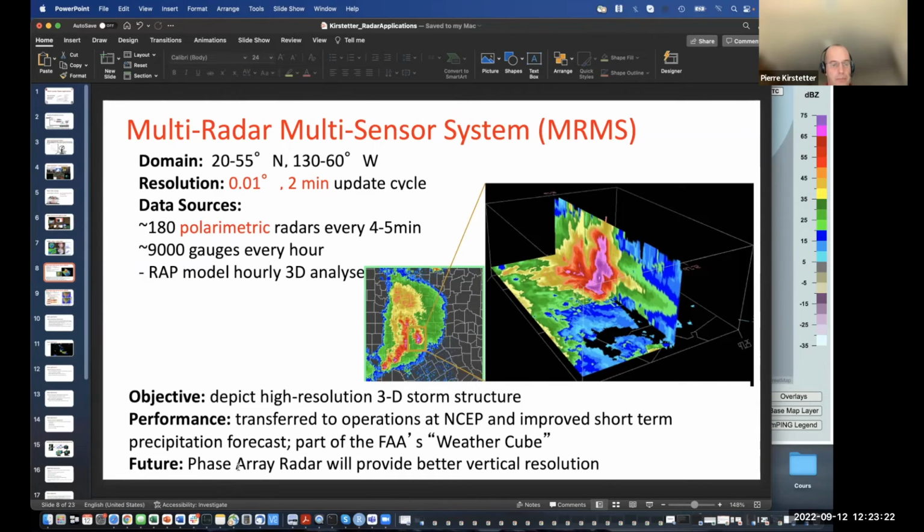And this system has been transferred to operations at NCEP some time ago, and is also used by the FAA for aviation purposes. In the future, because the temporal resolution is very important to study weather, future technology like phased array is expected to provide better vertical resolution to the system.